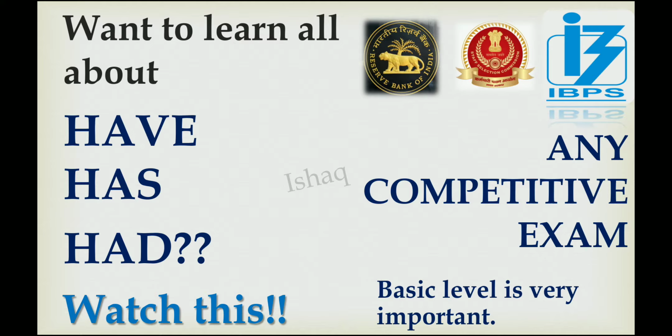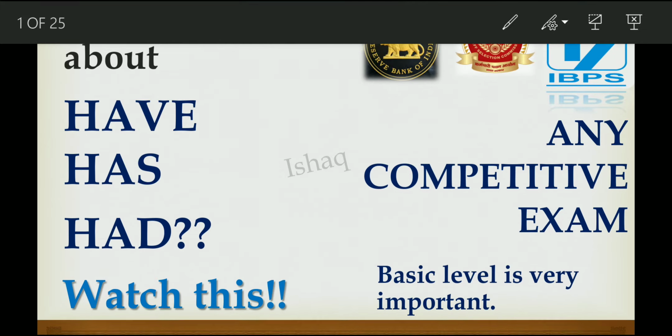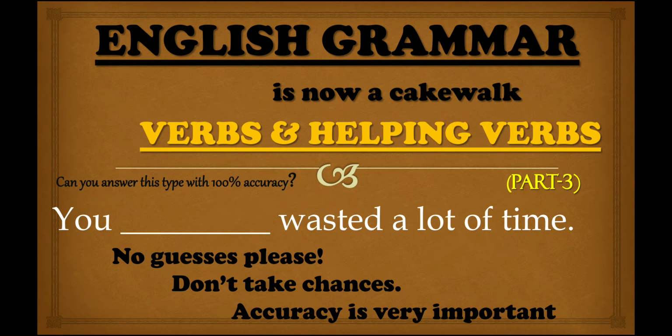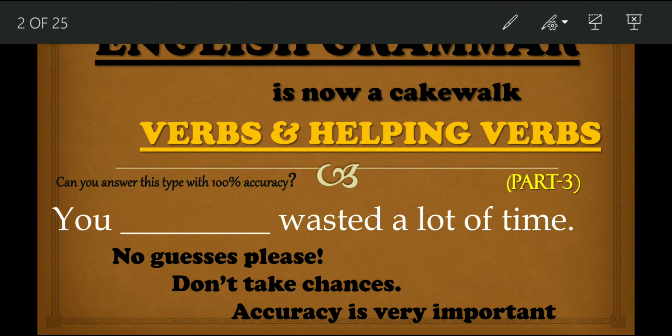Here we are going to discuss have forms of verb. So this is part 3 of verbs and helping verbs in the series English Grammar Is Now a Cakewalk. Part 1 and part 2 are about do forms. Please also watch those videos. In those we have discussed do forms of verbs: when to use do, when to use does, and when to use did. And for this video we are going to discuss have forms of verb, and here we have given a question for you.